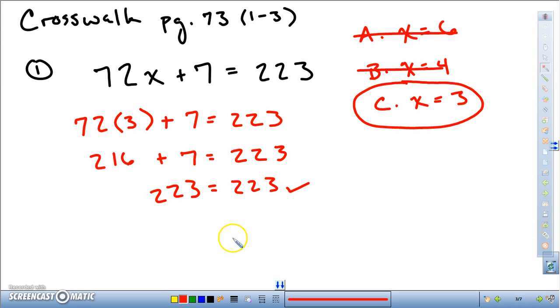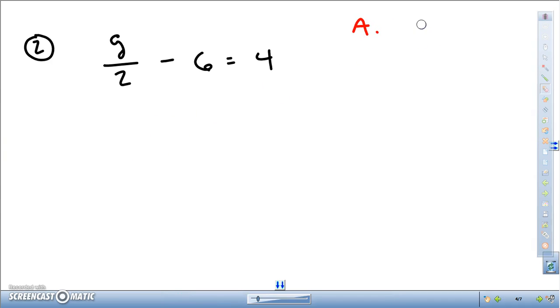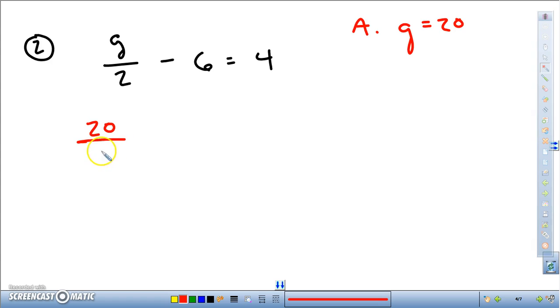And you can do this. This is a valid method of working problems when you have a multiple choice question. And let's move on to number 2. I'm going to do the same thing here with number 2 that I did with number 1. I'm going to plug in my answer choices and see which one gives me a true statement. Answer choice A says G is equal to 20. So I'm going to come to my original equation here. I'm going to plug in 20 for G and see if I get a true statement.